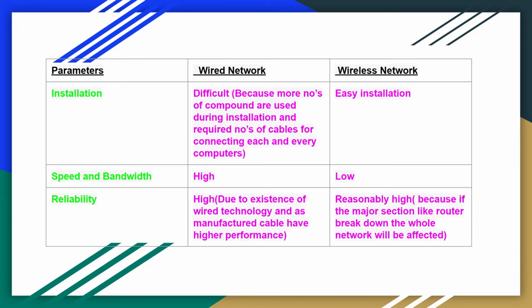Now, in this slide, we will learn about the difference between wired network and wireless network. I have divided this difference into three sections. The first one is parameters, the second is wired network, and the third one is wireless network.